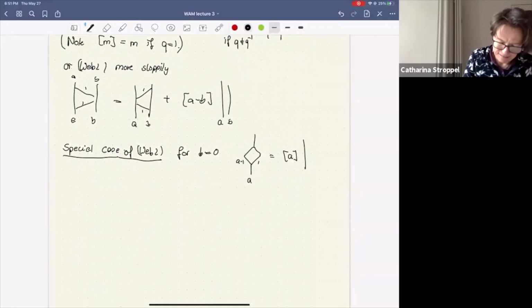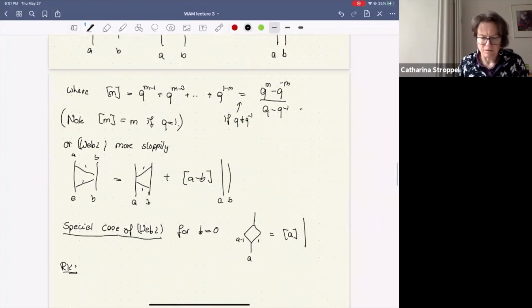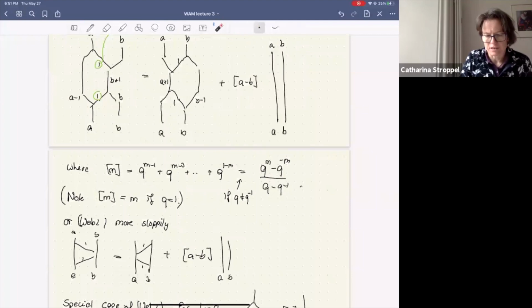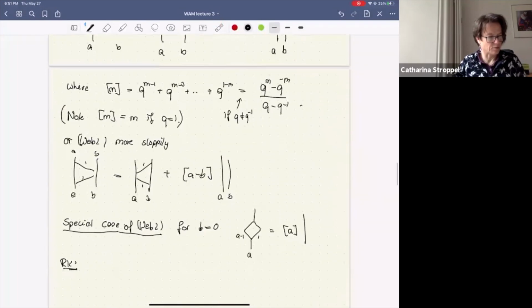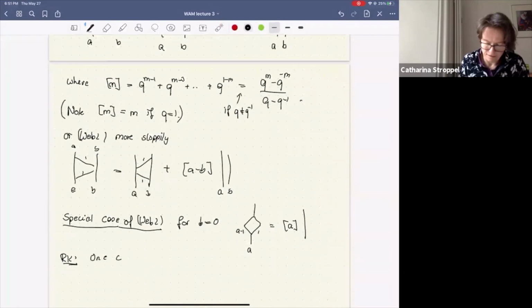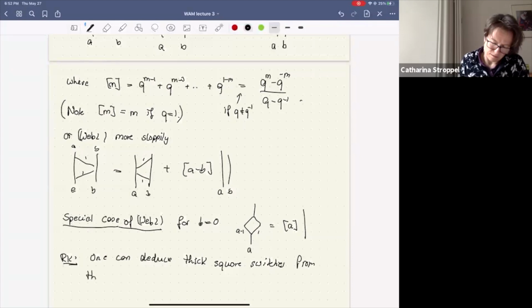So, I want to make a remark. Of course, I only gave you these thin square switches. So what about when we put here not 1, but a thicker line? I just want to say, as a remark, one can deduce thick square switches from these relations. And I think on the exercise sheet, there will be some examples of these relations.